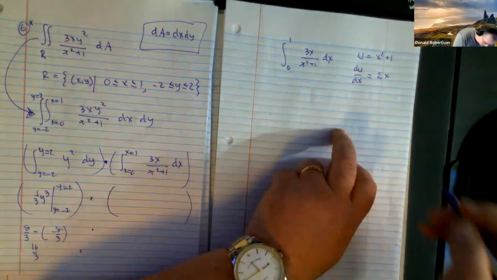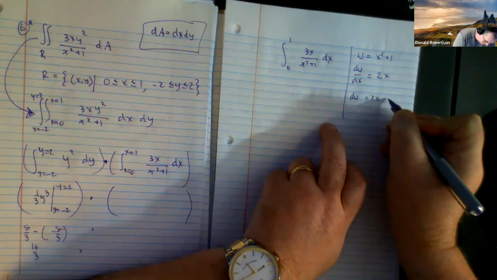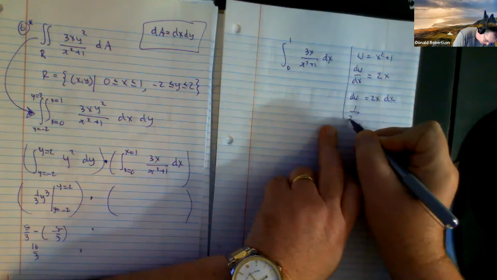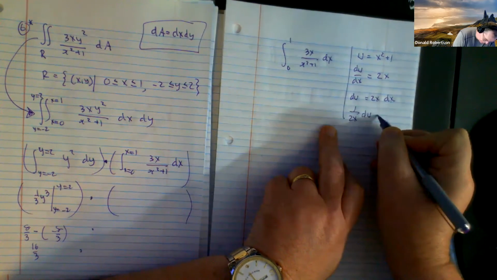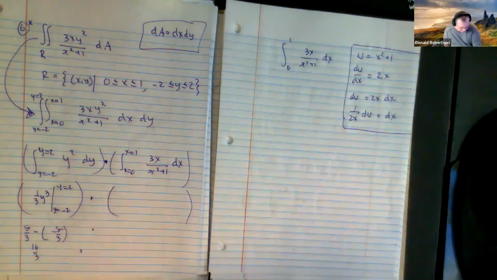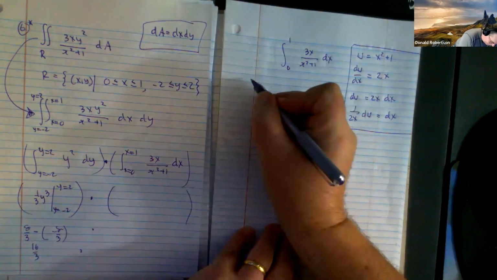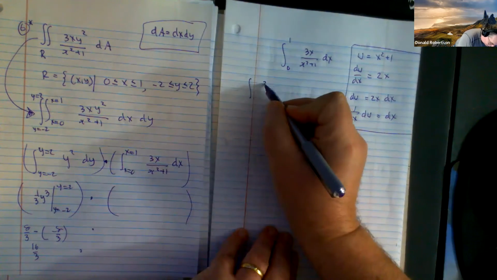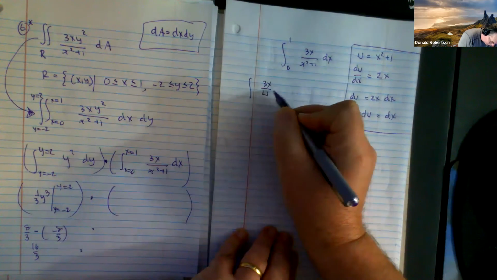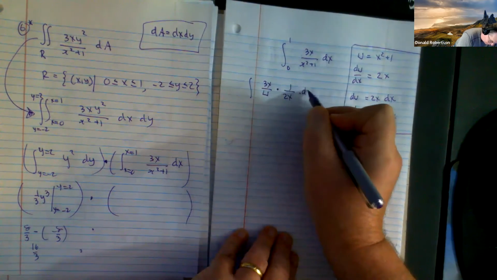Now, if you do the crossover, and then you isolate the dx. And some of you who got other people to show you how to do U subs, you may be doing that using a UDV method, but you'll still get the same answer. So it's going to be the integral of 3x over u, replace the dx with 1 over 2x du.